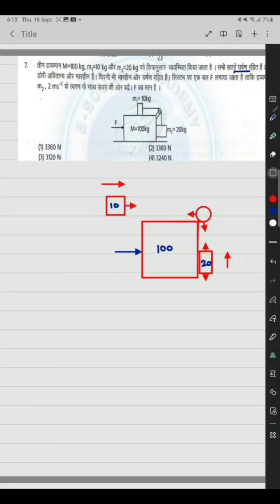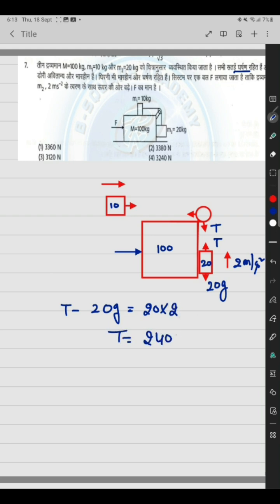The acceleration of this block of 20 kg is 2 meter per second square in the upward direction. Suppose the tension in the string is T, then the weight of this is 20g. That's why tension minus 20g is equal to 20 into 2. Then the tension in the string is 240 Newton.